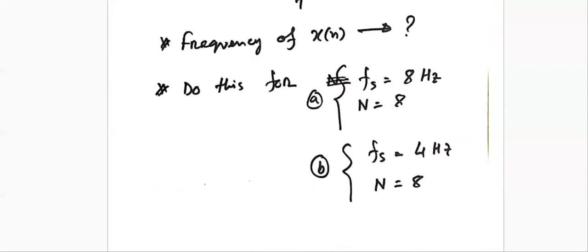Okay. Now your task, whenever you return your script, please do the same thing for Fs equal to 8 hertz and N equal to 8. On the other hand, for Fs equal to 4 and N equal to 8. Please do it carefully with the graphical representation. That will help you to understand the process. So take your time and do these 2 examples.